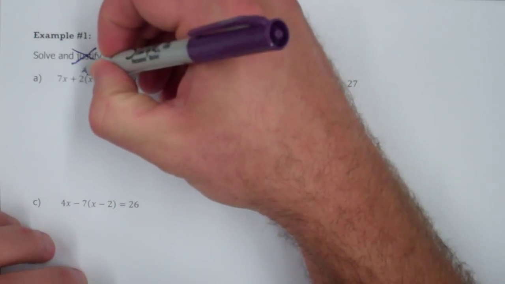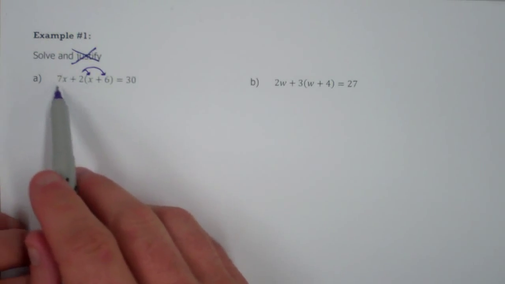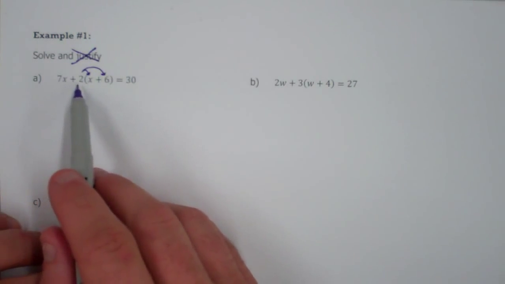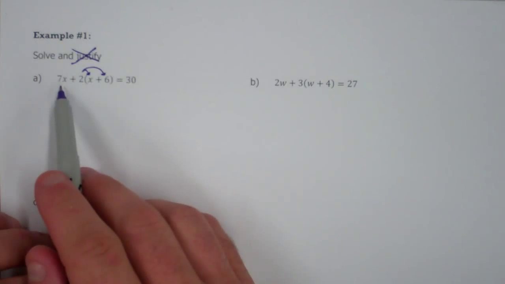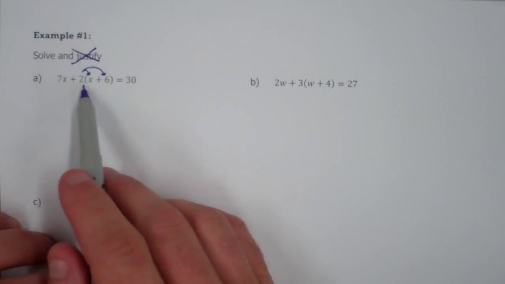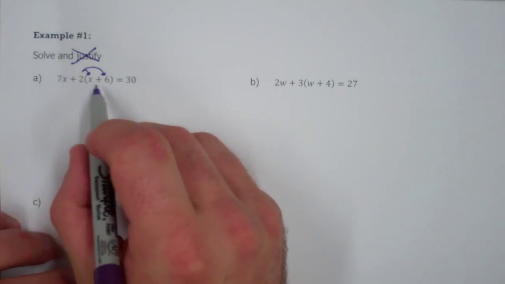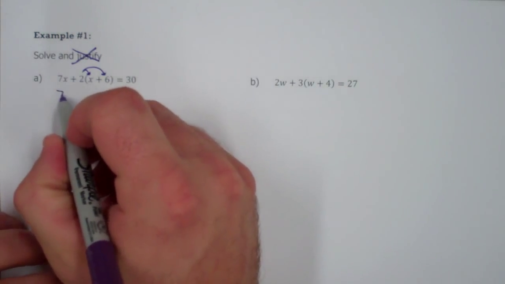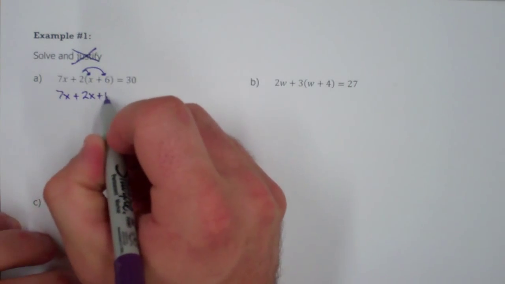Let's use the distributive property with this first one. It's a great first starting step, especially when you have this other term hanging out here. We wouldn't be able to divide by 2 because of this 7x. You could divide the 7x by 2 and also this part by 2, and that would work, but it's going to be a lot easier if you just use the distributive property. So we've got 2x here, and then 2 times 6 is 12.